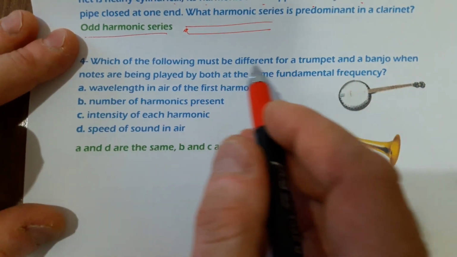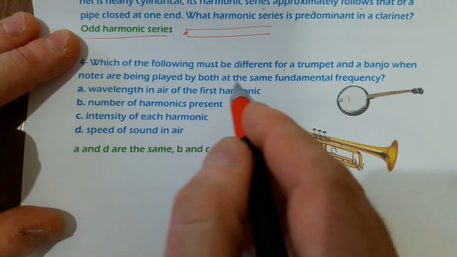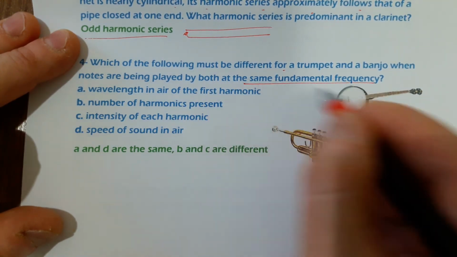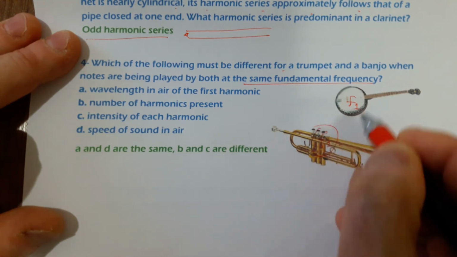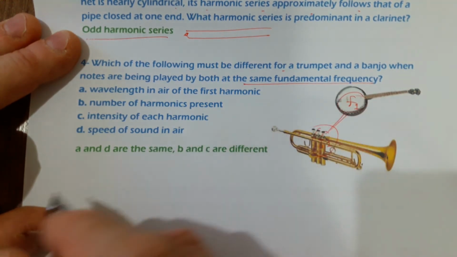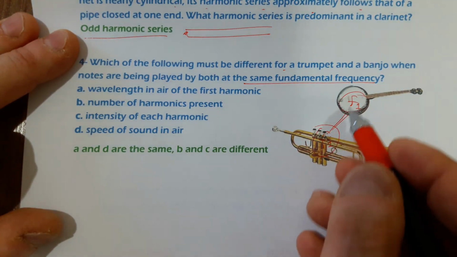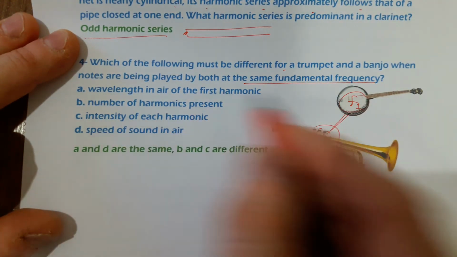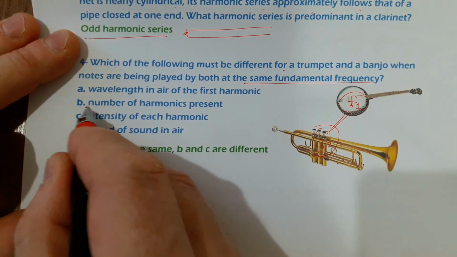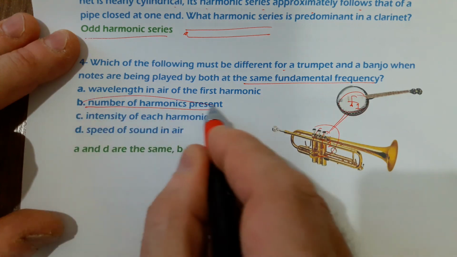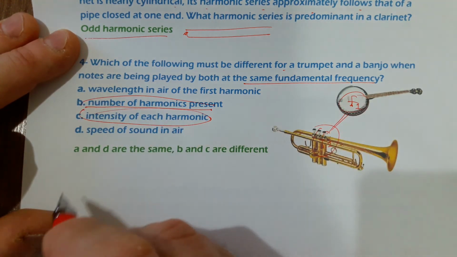Which of the following must be different for a trumpet and a banjo when notes are being played at the same fundamental frequency, which means their frequencies are equal? They have the same fundamental frequencies, equal to each other. So let's start with what is different. Because these instruments are different, their timbres are completely different. If timbres are different, they have a different number of harmonics, because the number of harmonics at different intensities produces different timbres. These two are different.